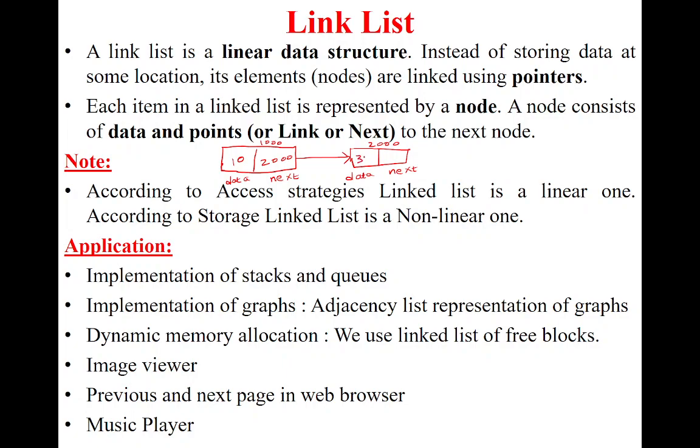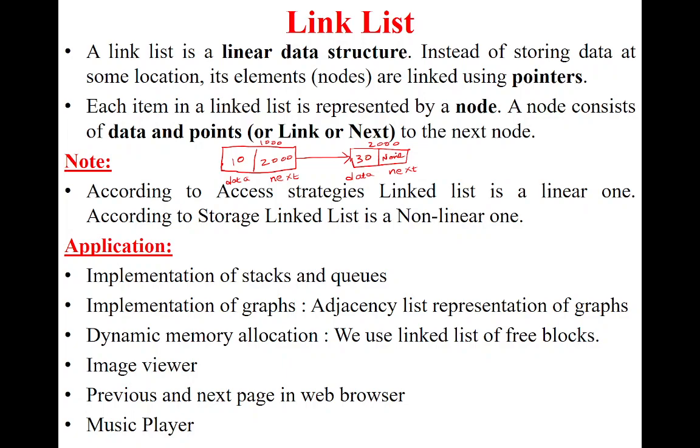Let us assume this 2000 node has data 30, and there is no node after node 2, then this will be assigned as None. Okay, so linked list means each node will be linked by the next node address. That is the reason it is called a linked list. Each node will have two parts. One is the data part, another one is the next part. Next part will have the address of the next node. The last node will always have the None or null value.